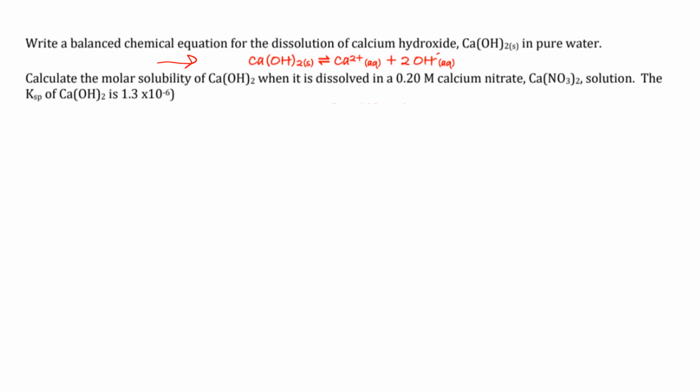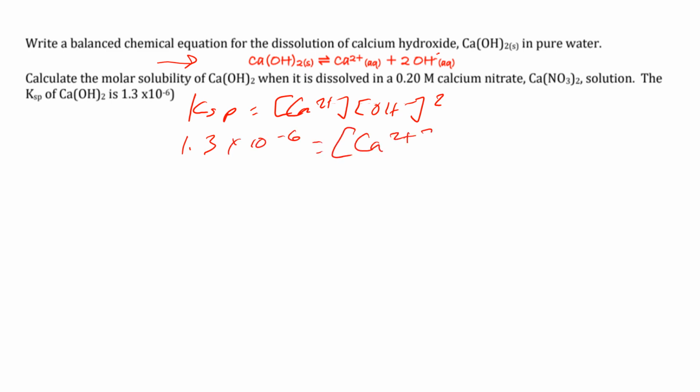So based on the balanced equation we have, my Ksp will equal calcium 2 plus times hydroxide ion squared. And according to the problem, we have 1.3 times 10 to the negative 6 equals calcium ions times hydroxide ions squared. So we're going to complete an ICE table in order to figure out what is the molar solubility in the end. So we have ICE.